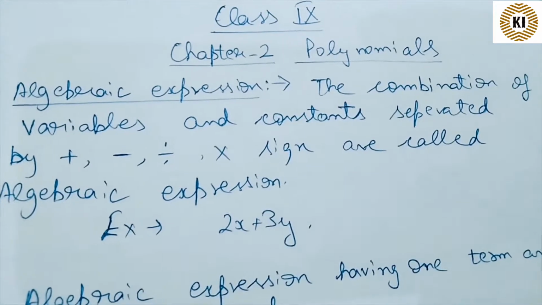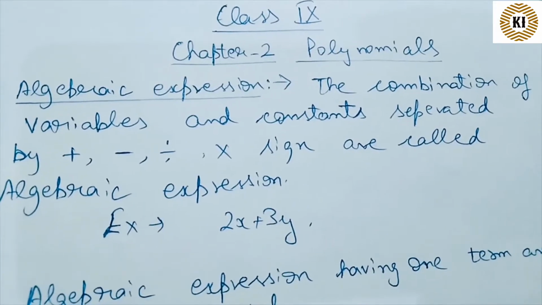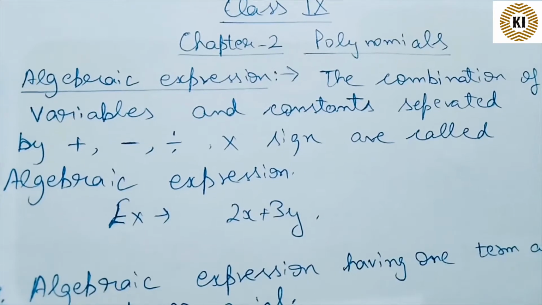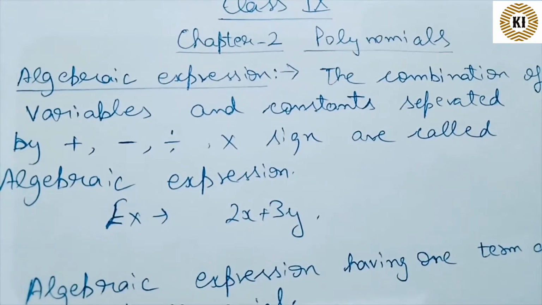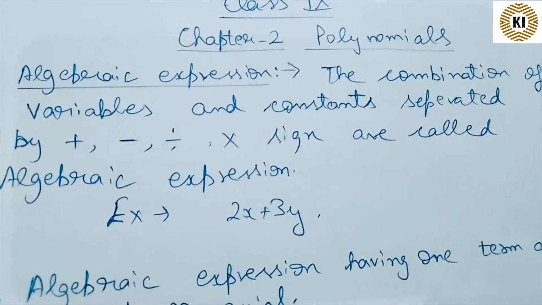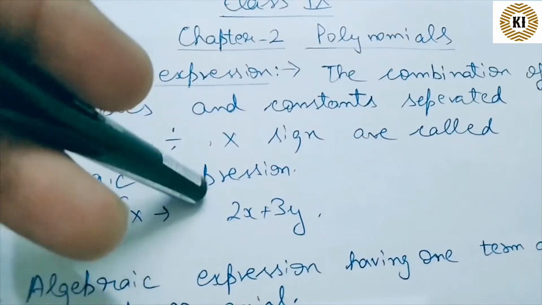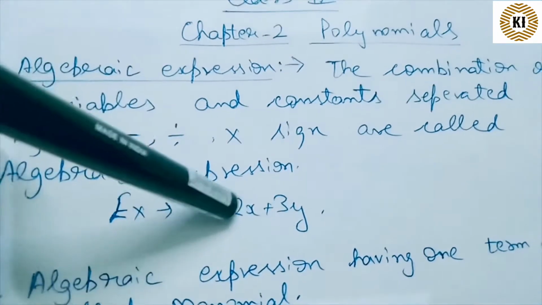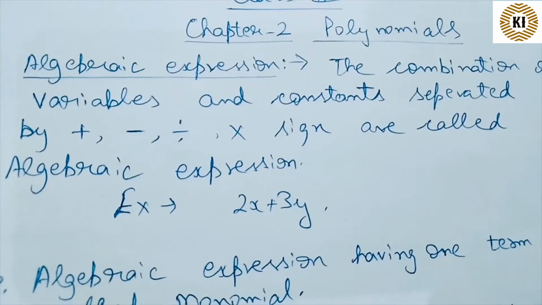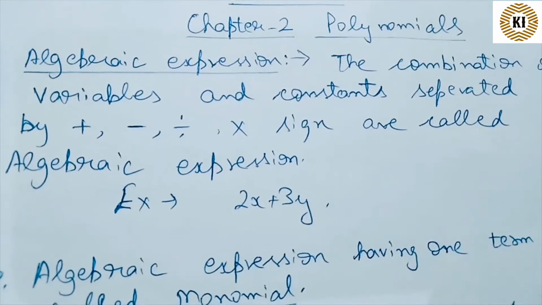So algebraic expression is the combination of variables and constants that is separated by your addition sign, subtraction sign, multiplication or division sign. Example I have taken as 2x plus 3y. You can see that x is a variable and 2 is a constant, and they have been separated by your addition sign. So this is known as your algebraic expression.